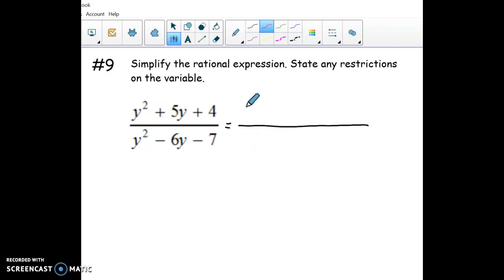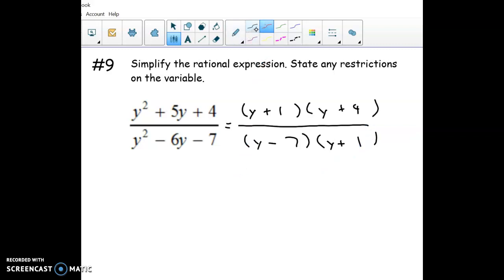All right, so to simplify, you want to factor and cancel. There are no GCFs in either one of these, but we can do y and y for y squared. And then it's got to multiply to 4 and add to 5, so I think plus 1 and plus 4. And then on the bottom, we're going to have at least one negative, I think one negative, one positive. If it has to multiply to a negative, then we need one of each. And I think negative 7 plus 1 would work.